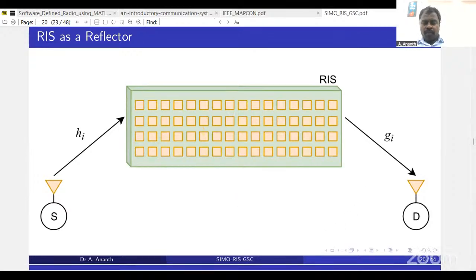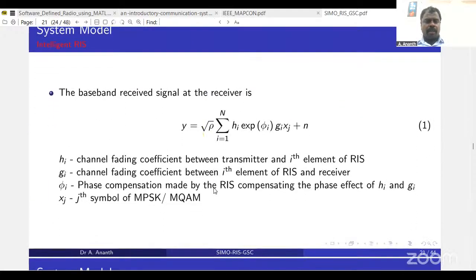I hope all of you understood the system model. Are there any doubts in the system model? Hope the system model part is clear. Accordingly, the received signal can be written something like this: y equal to square root of rho, summation from 1 to N h_i exponential of j phi_i g_i x_j plus n. Where y is the received signal.